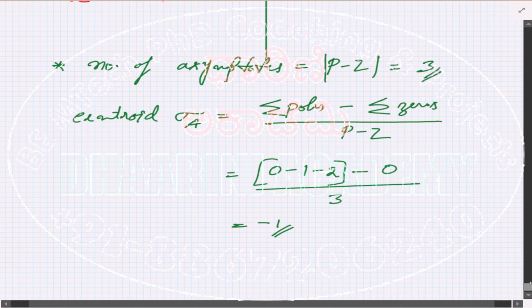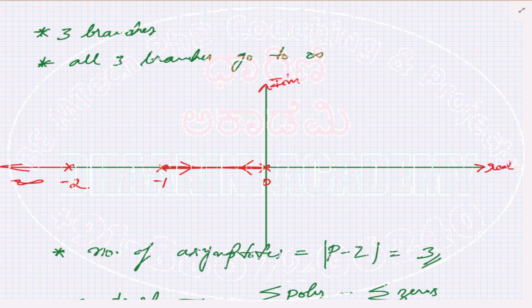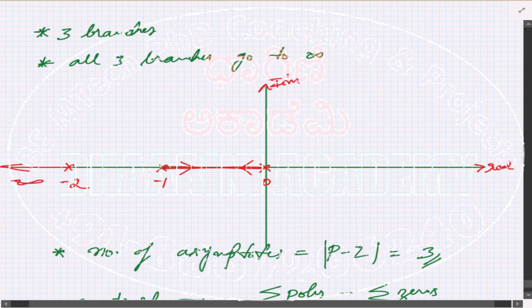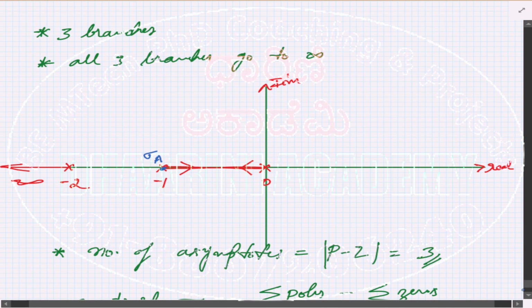So at -1 I can actually keep updating the same graph. At that point -1 I'll mark another point saying that this is the sigma a, at -1. Now from -1 I have to draw 3 lines. So how do you identify the orientation of the lines? By calculating the angle, right? Angle of asymptote.